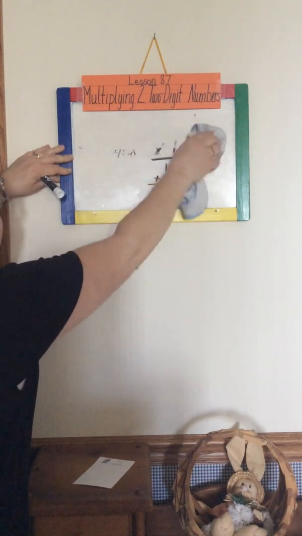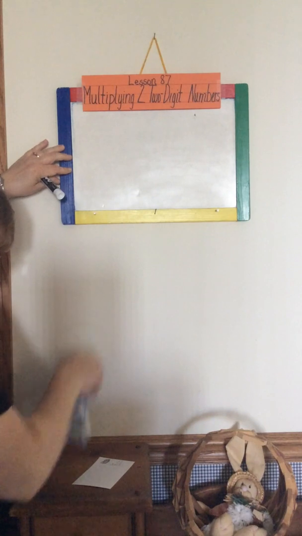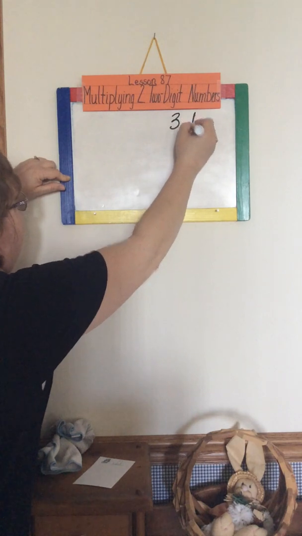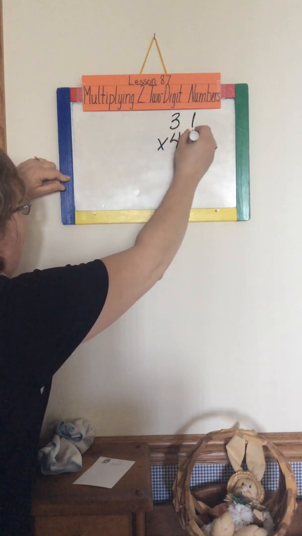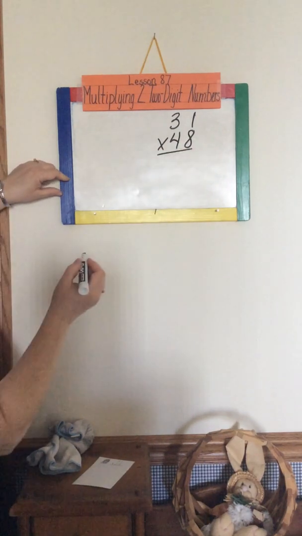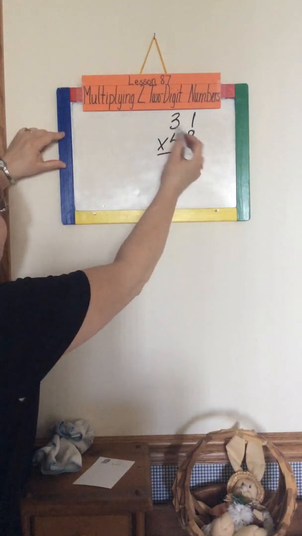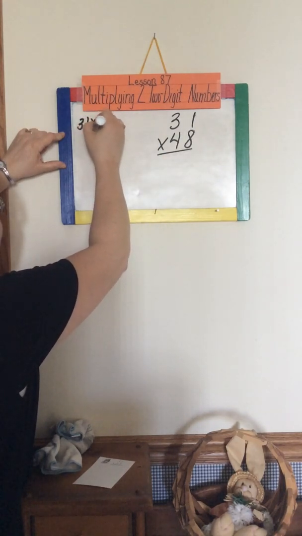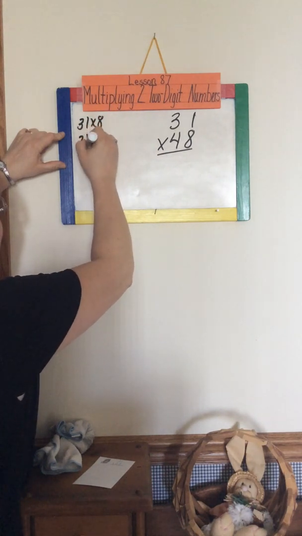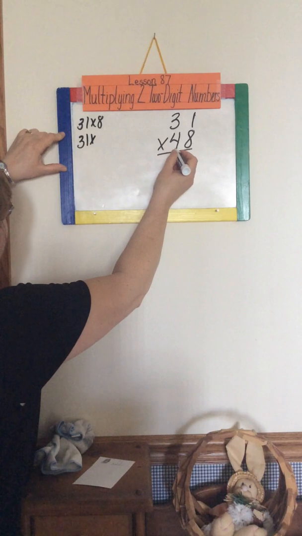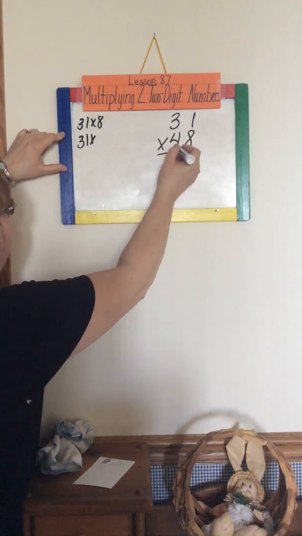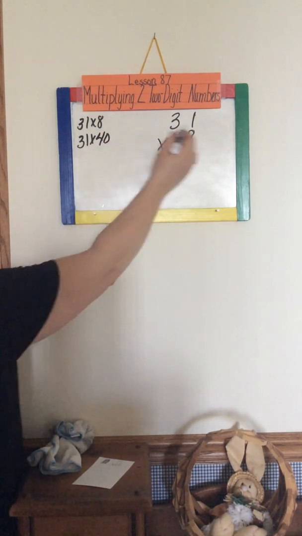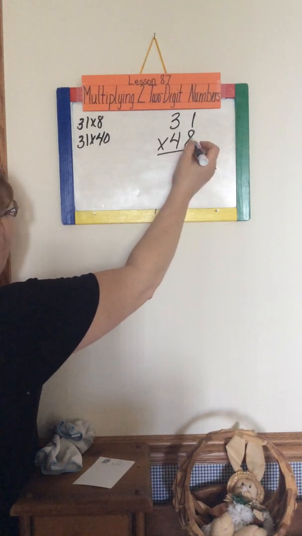Let's try another one. Now we're going to do 31 times 48. Now remember, what it is really is 31 times 8 and 31 times, and it's not 4, it's 40, because this is in the tens spot. So that's a little bit different here. It's not just 31 times 8, 31 times 4. So be careful about that.